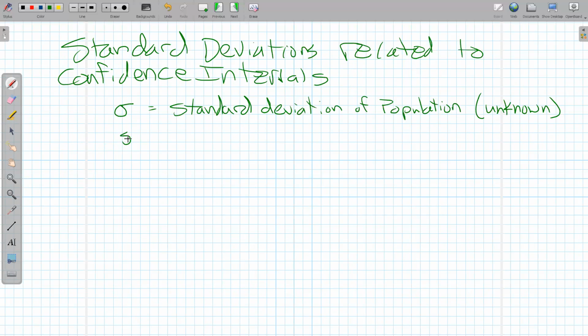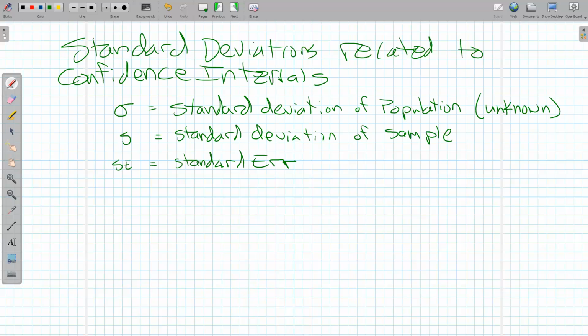So we take a sample. The sample standard deviation is called S. And we took a sample, so we definitely know that. Then there's this standard error, SE. And the standard error is just the standard deviation of the sampling distribution, which is related to the sample and the population.